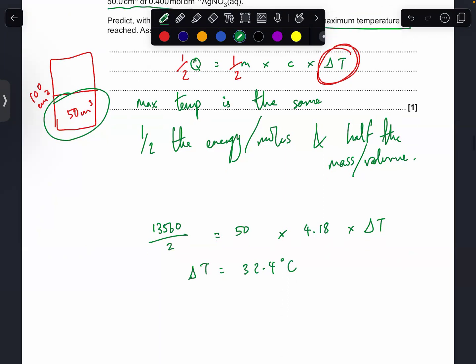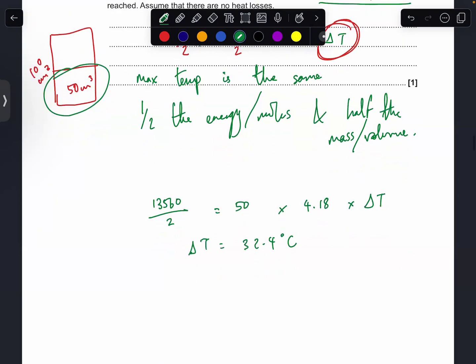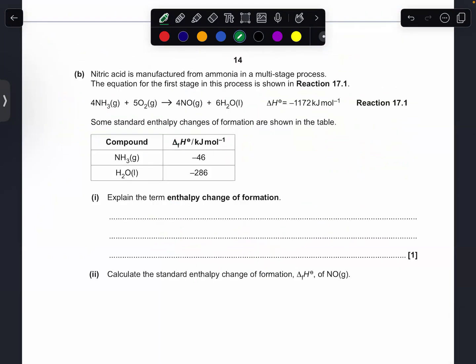This question here is referring to the enthalpy change of formation. You're using enthalpy change of formation values, and you've got this reaction here, and you're given the enthalpy change of that reaction also. Nitric acid is manufactured from ammonia in a multi-stage process. The equation for the first stage in this process is shown in this reaction. Explain the term enthalpy change of formation.